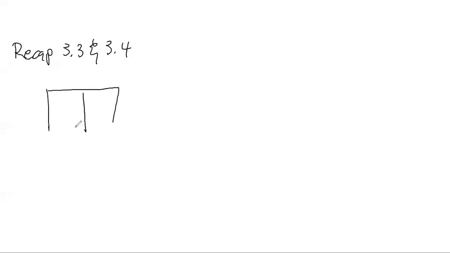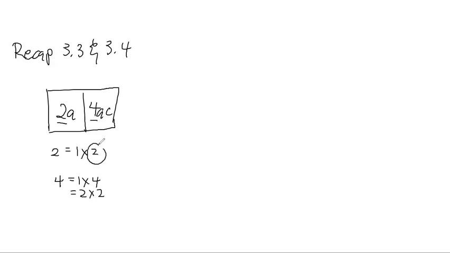So if I tell you that the area of these two plots of land, one is 2A, one is 4AC, we look at the numbers and then we find the highest common factor. So 2 goes to 1 times 2, and 4 is 1 times 4, 2 times 2. So here clearly the highest common factor is 2. So we put the 2 over here.